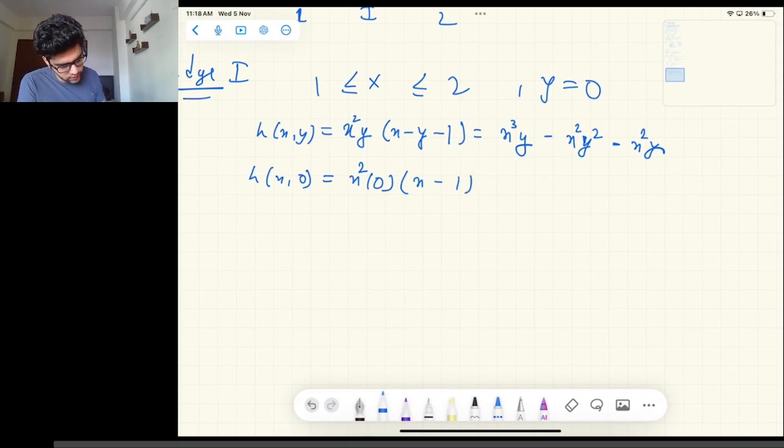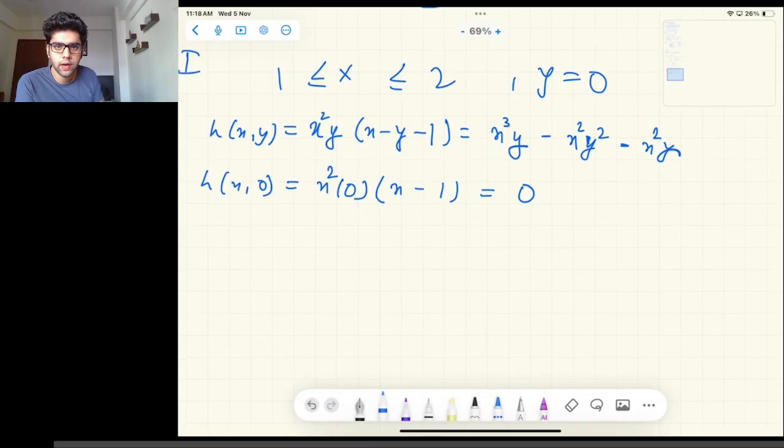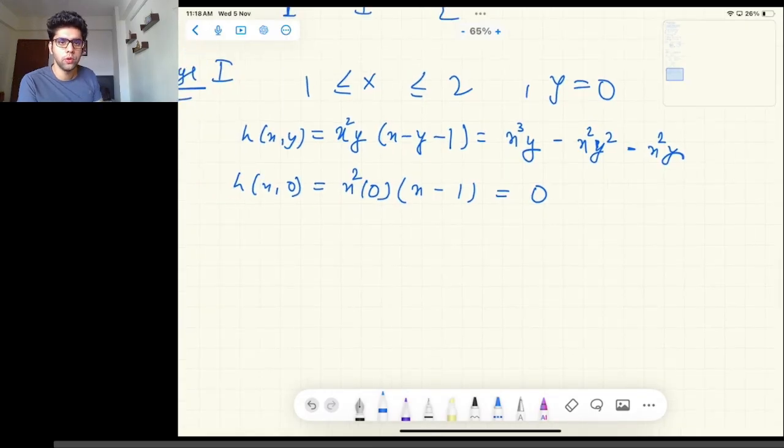Wait a minute. Oh, I'm sorry, I had just written this. So yeah, this will become 0. This is an equality sign, right? I just opened the terms and showed you so that the calculation becomes easier. So this is an equality sign. If I put in y equals to 0, this will become 0, right?